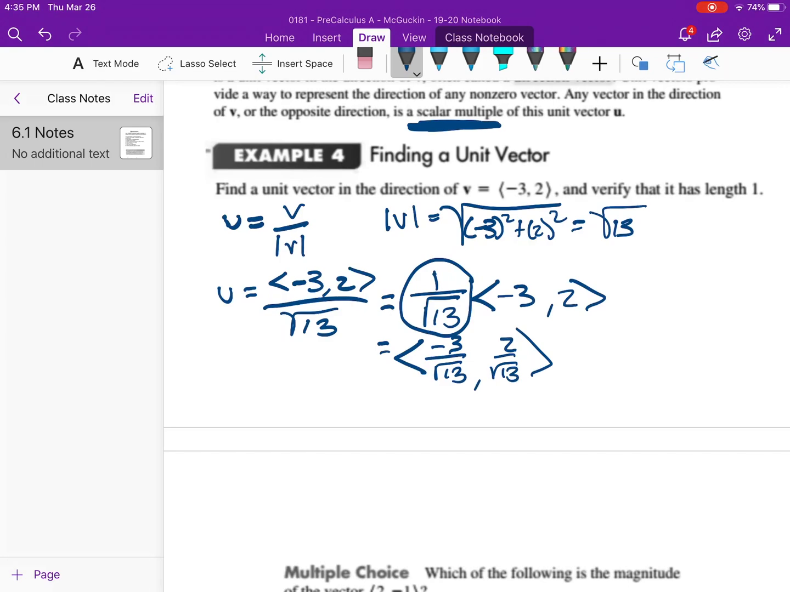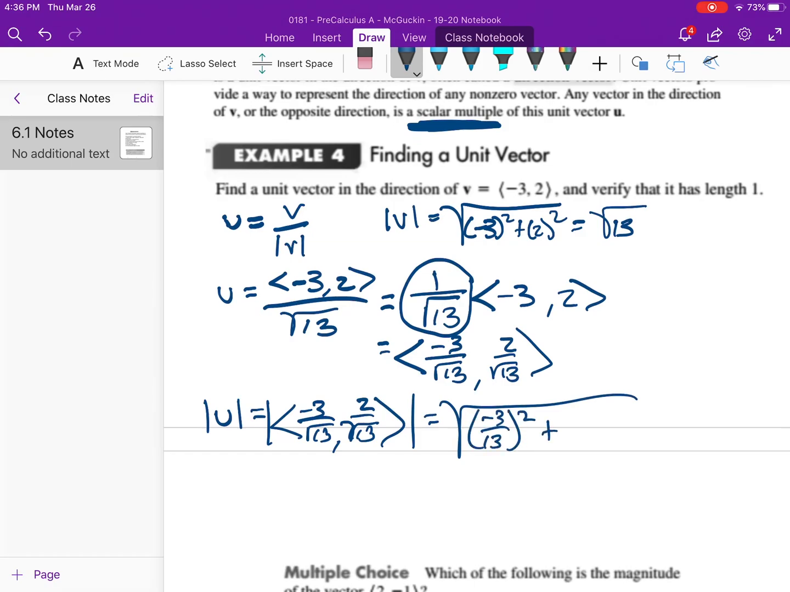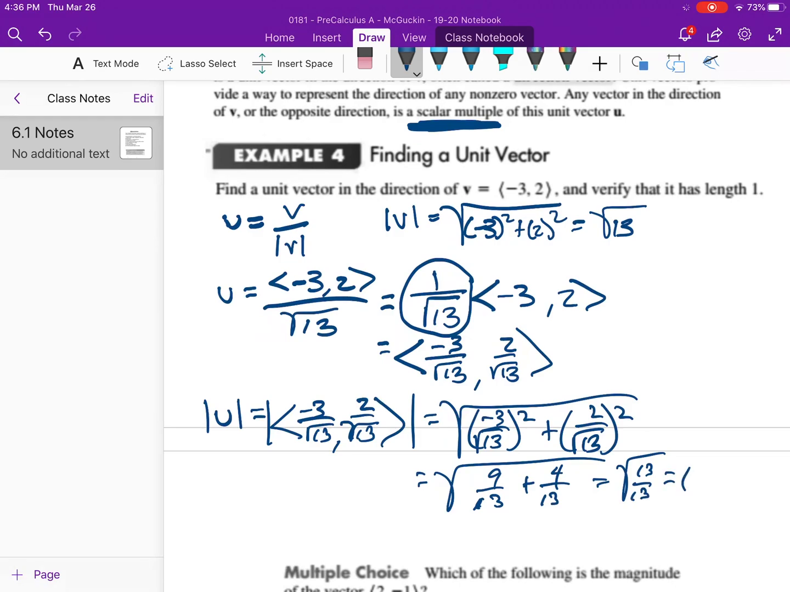Now, what we can always do to verify that this is the unit vector is go ahead and show that this vector that we just found has a magnitude of 1. So let's find the magnitude of U. We have the absolute value of -3 over the square root of 13, 2 over the square root of 13, and we have the square root of (-3 over the square root of 13) squared plus (2 over the square root of 13) squared. So this is going to be 9 over 13, because the square root and square root will cancel out, plus 2 times 2 is 4, and the square root of 13 times the square root of 13 will cancel out over 13. And so we do get the square root of 13 over 13, which is 1. That confirms it's a unit vector.